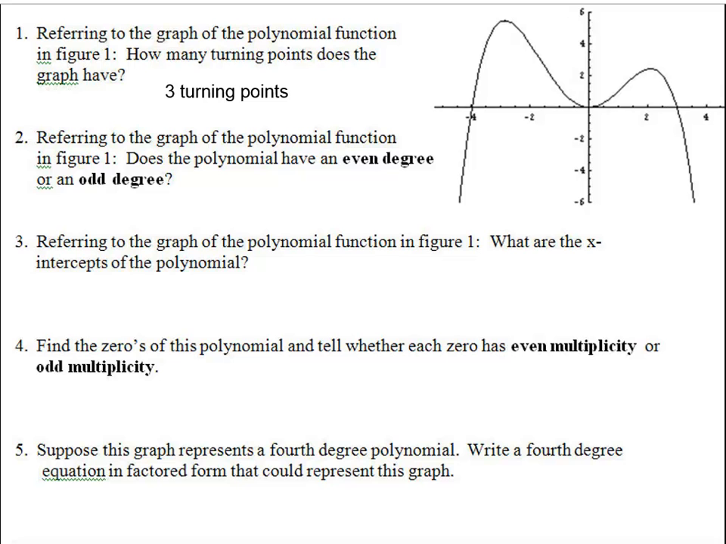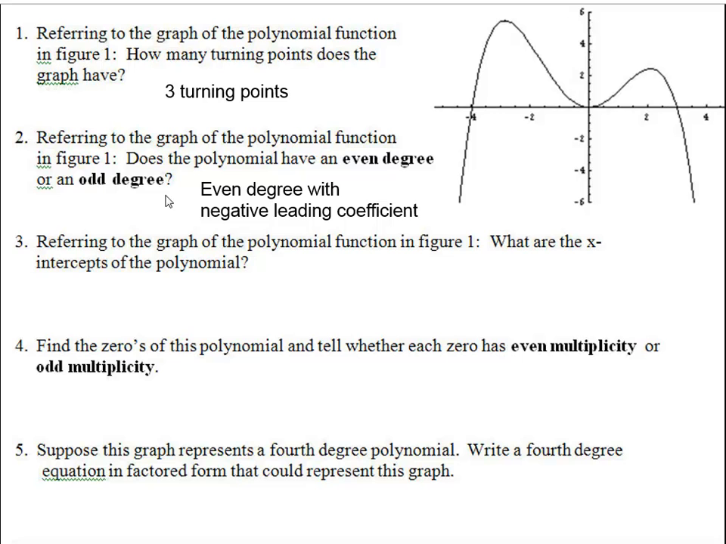And number 2 says, does the polynomial have an even degree or an odd degree? Now, a couple different ways I can determine that, but I think the easiest way is to look at the end behavior. So at the ends, the graph goes in the same direction, kind of like a parabola. So it has to have an even degree overall as an entire polynomial. And then again, we notice the coefficient must be negative, because remember, if the coefficient was positive, I would go upward at both ends.